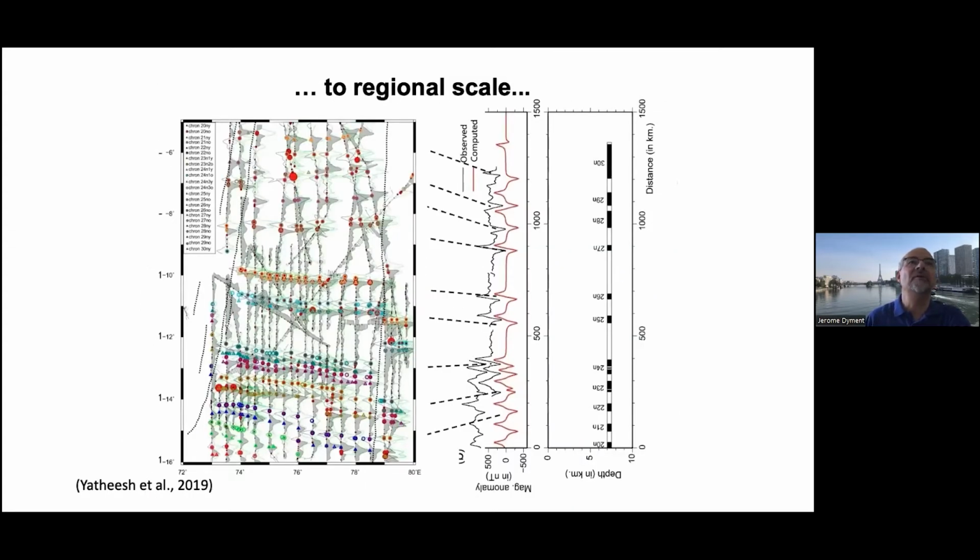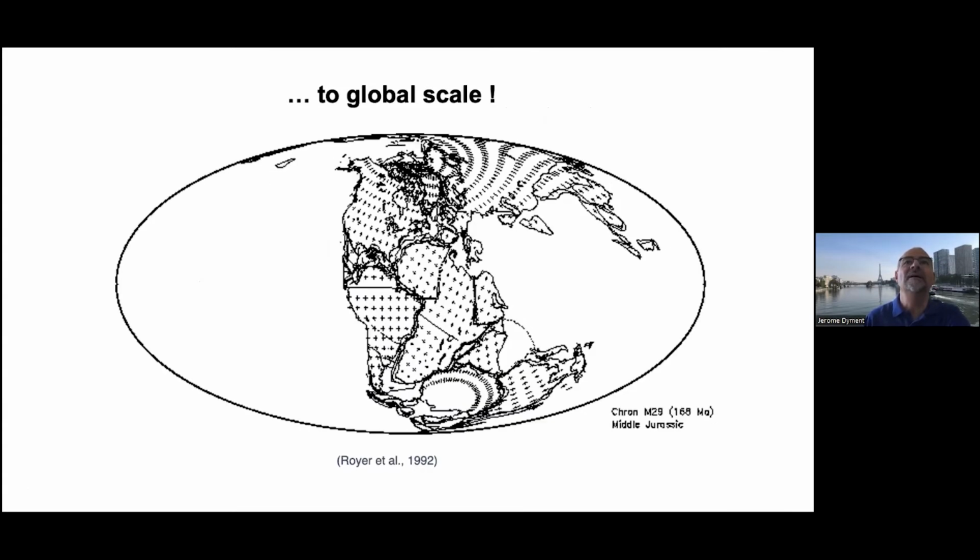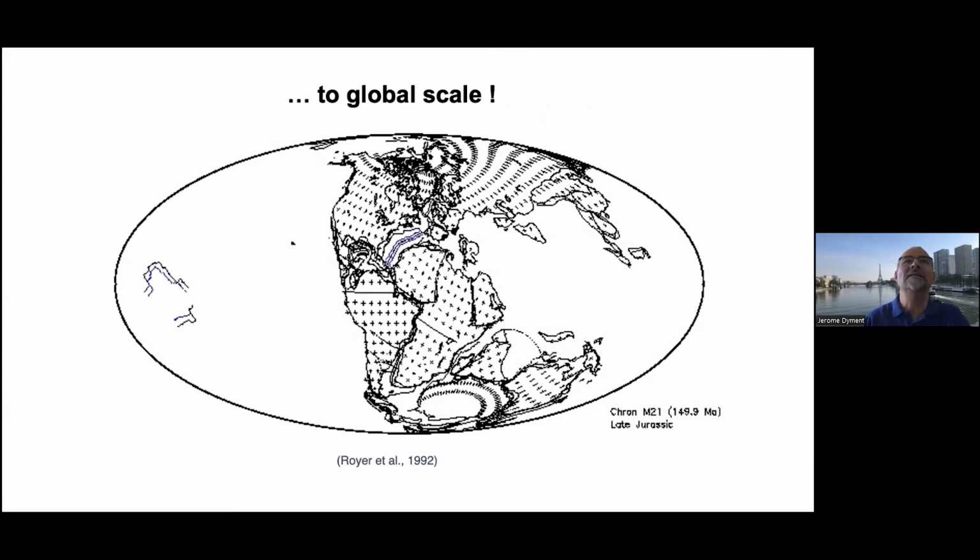This can be done also at more regional scale. Here's an example from the Central Indian Basin, where you see the interpretation of marine magnetic anomalies, very nice anomalies in this area, comparison with the model computed from the polarity time scale, and the fitting of the model and the anomalies, which gives the age of the lithosphere in the area.